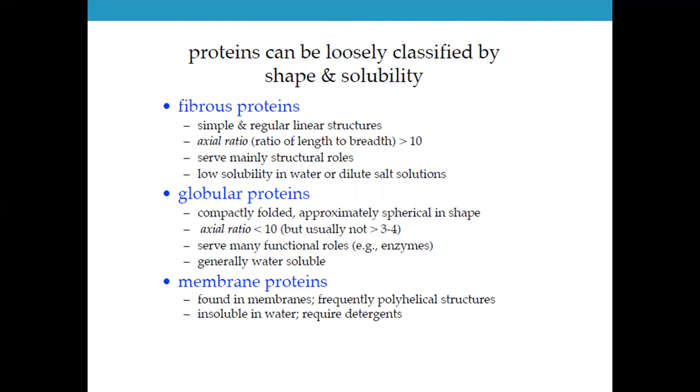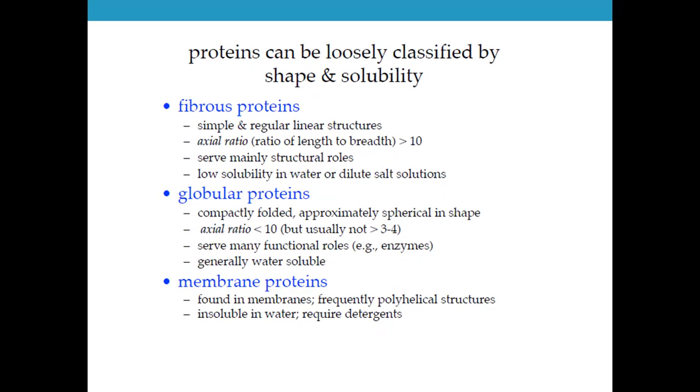For example, fibrous proteins, which we saw earlier, have a simple regular linear structure. They usually serve structural roles, for example keratin. They usually have low solubility in water or dilute salt solution. So thank God, when we take a bath, our hair doesn't dissolve. Our nails too are made up of fibrous proteins, keratin, for example.